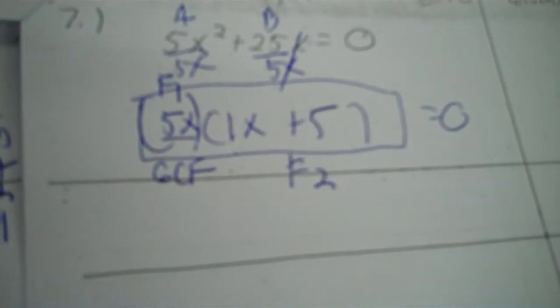Then you actually go do the division. It's like you're doing the opposite of the distributive property here. It's going to be 1x plus 5, and that's my F2. Okay, so 5 times x could equal 0, or 1x plus 5 could equal 0. So I divide each side of the equation by 5. There I get 0. Subtract 5, we get -5, and then just -5.